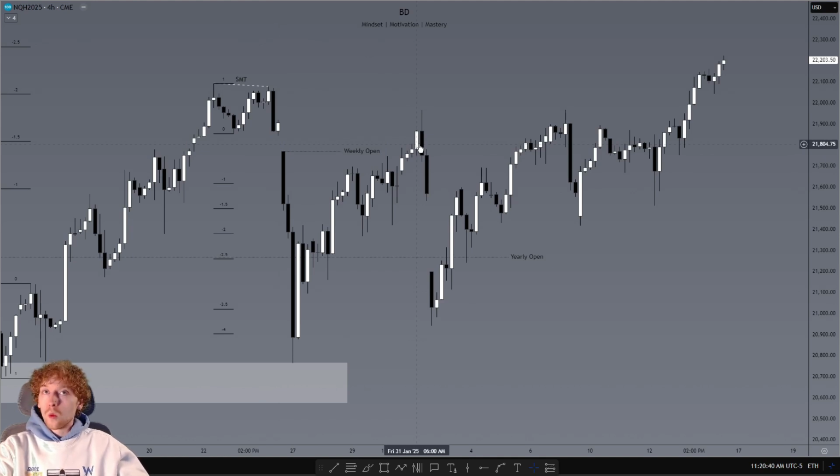And then what are we thinking of here now? We're hitting our draw on liquidity. We're hitting the standard deviation back to the upside. We're seeing SMT form here. So what are they giving now? The retrace down to close the weekly candle. So I'm thinking in terms of this here.